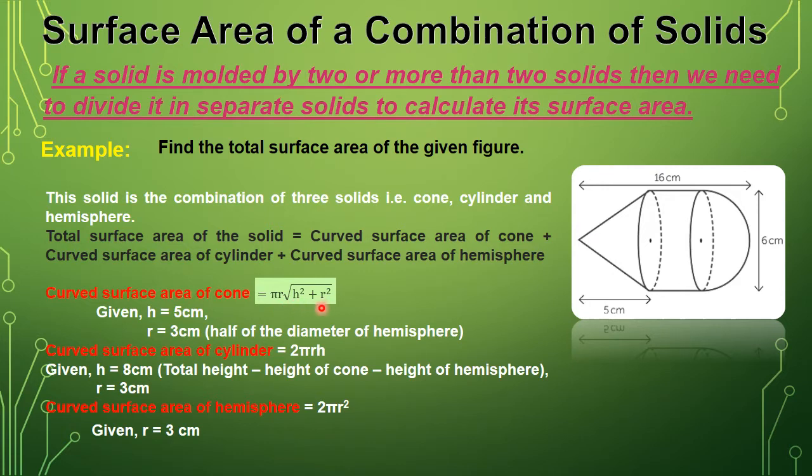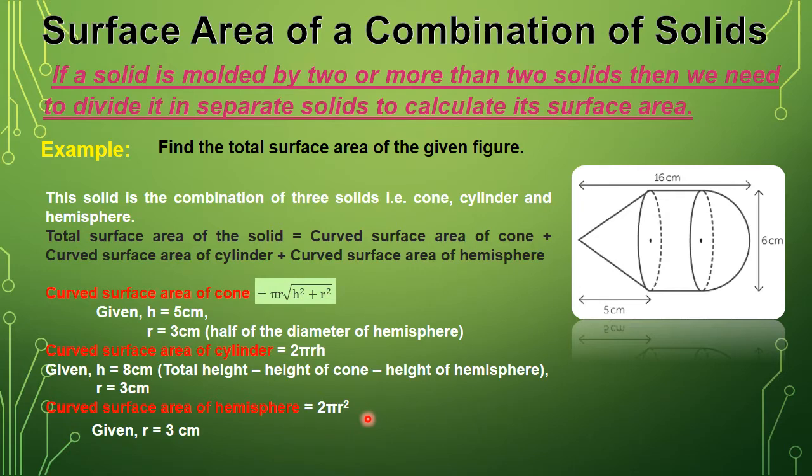Under root h square plus r square, where h is given as 5, you can observe in the figure, and radius is 3 because diameter is 6. Clear? Same way, curved surface area of cylinder, we know that it's 2 pi r h. So here height is 8. You know how to get the height of this cylinder: total height minus height of cone minus height of hemisphere, we will get it as 8. And radius is again the same, that is 3. Now for the curved surface area of hemisphere, which is 2 pi r square, and where r is 3 centimeter.